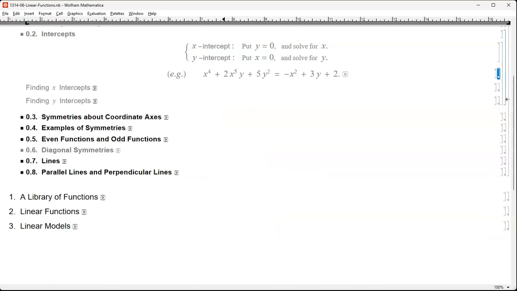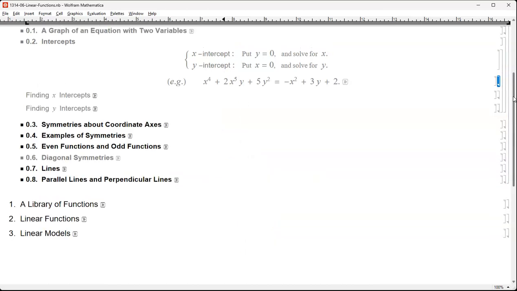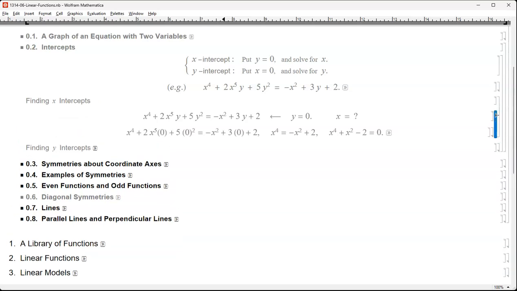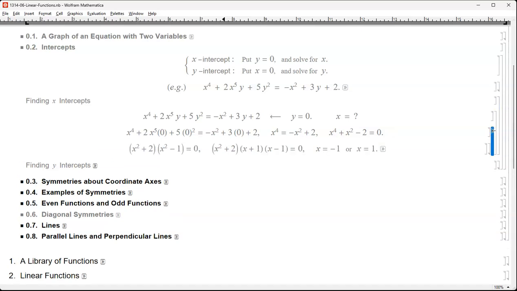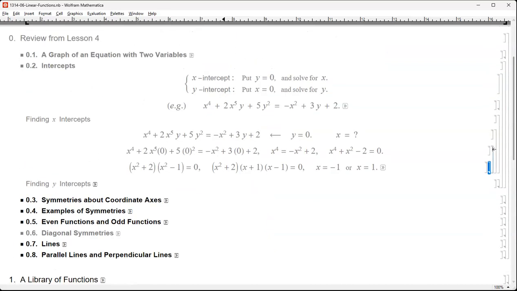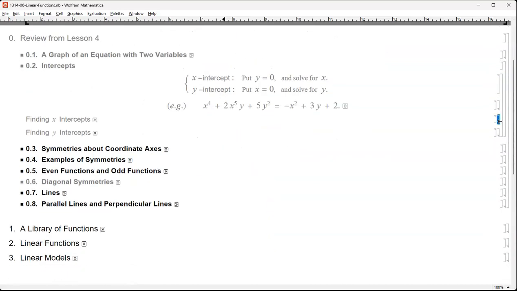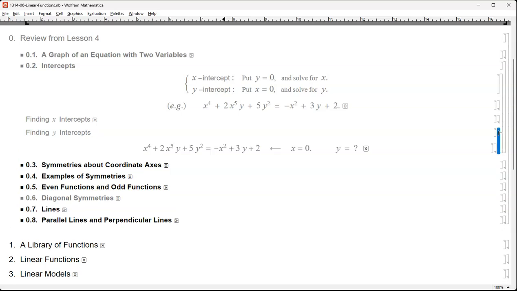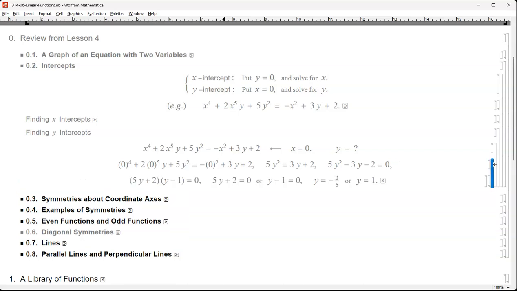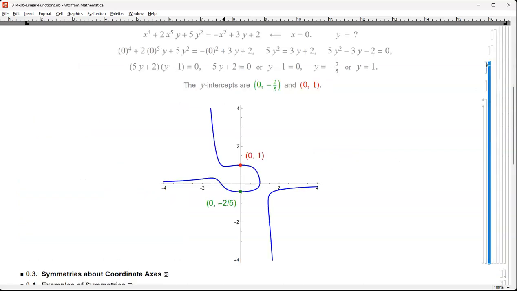Same example again. And then to find x-intercept, put y equals 0 and solve for x. Turns out it's a quadratic equation, but don't panic. You can easily solve it because this is actually a quadratic type. Factor it with respect to x squared. We went through that already in lesson 4. Finding y-intercepts, put x equals 0 and solve for y. This time it's a quadratic equation, so it's easier.